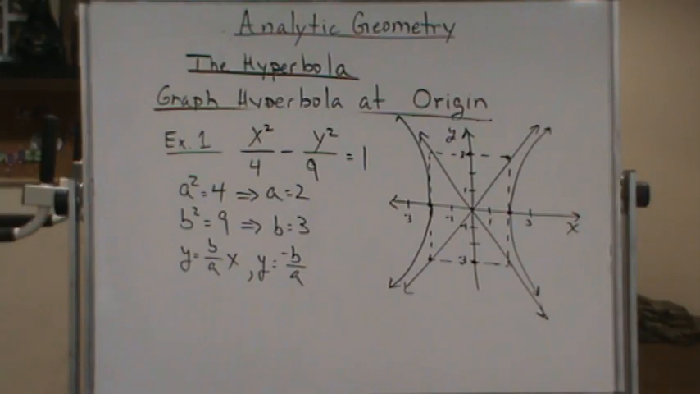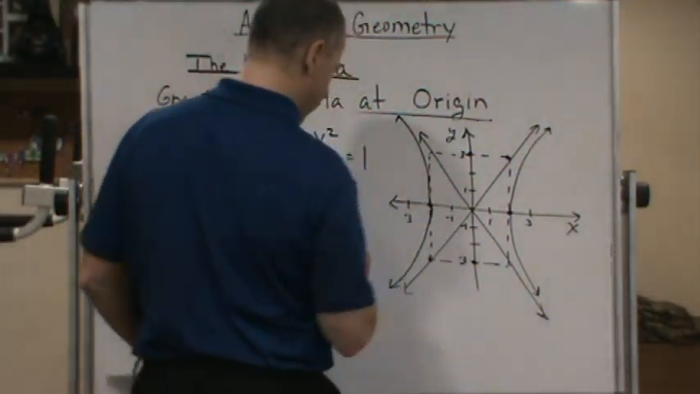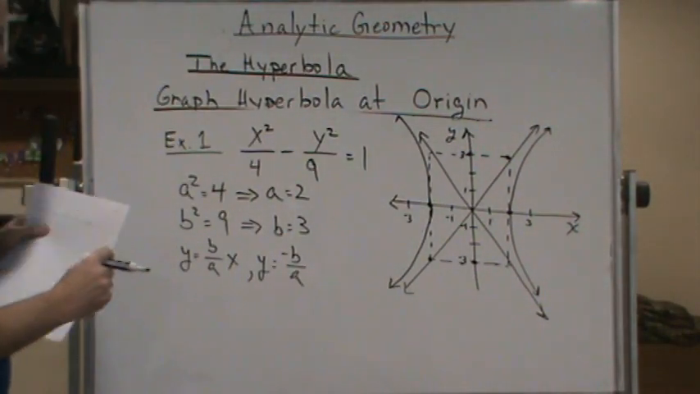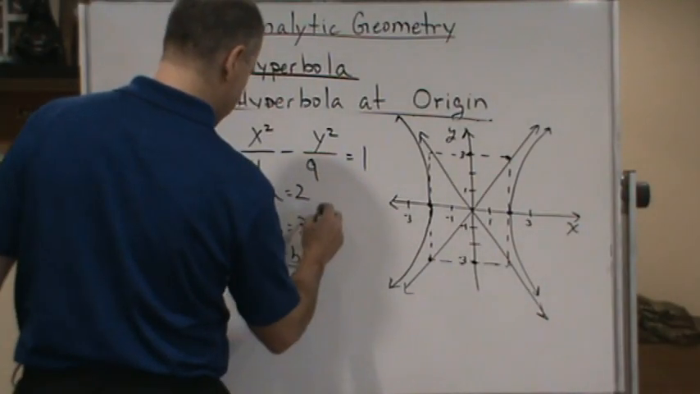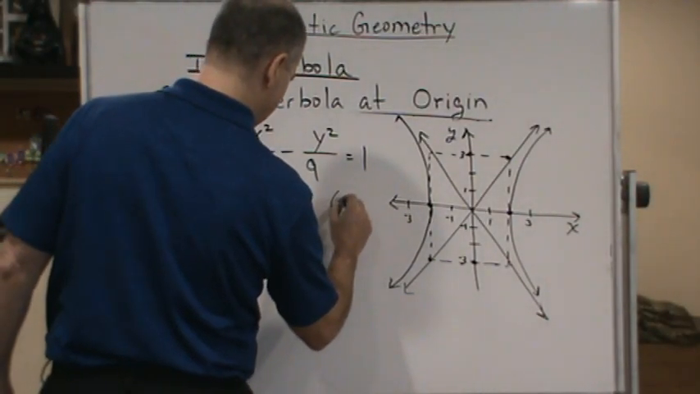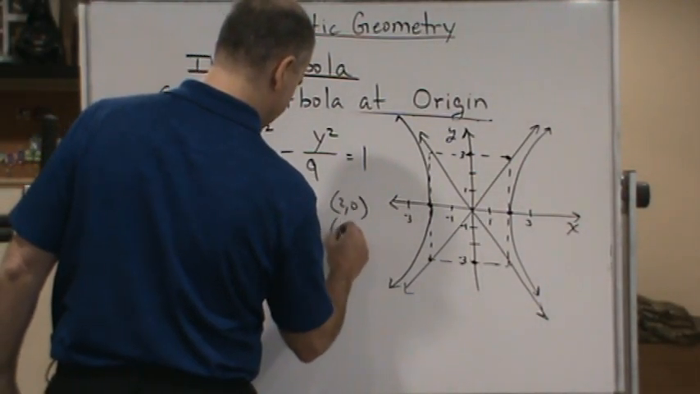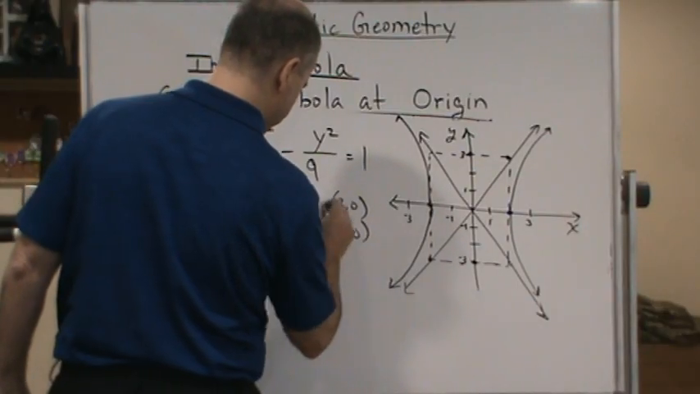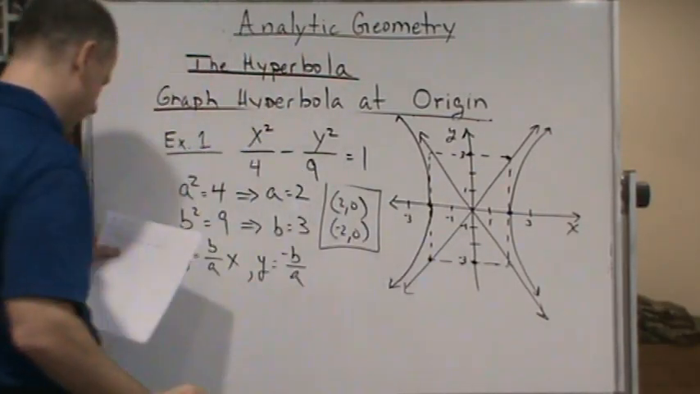And so there's the graph of the hyperbola. Now the other thing too is they want us to identify the center. So the center here is at the origin, 0, 0. The vertices, we already said the vertices. The vertices are going to be 2, 0 and -2, 0. Those are the vertices. Okay.